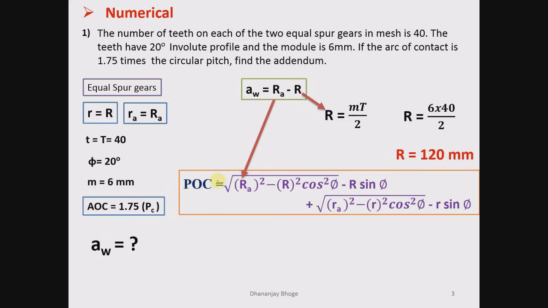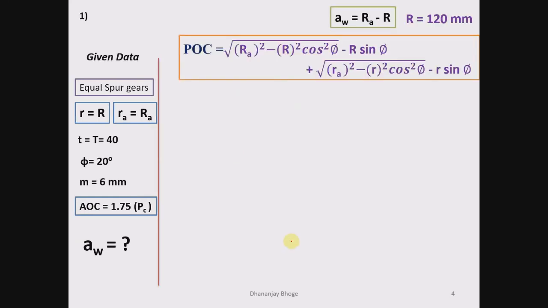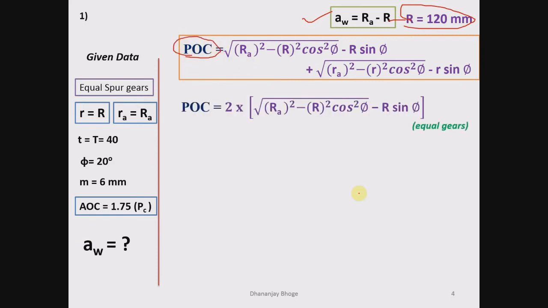So let us use this equation to find RA. Before that, what will we have to do? We have to find path of contact. So we have AW equals to RA minus R, and we have determined the value of R, which equals 120 millimeters. We will use this equation to find RA. Before that, we need to find path of contact. So before that, let us simplify this equation. Now don't write anything. I have simplified this equation.